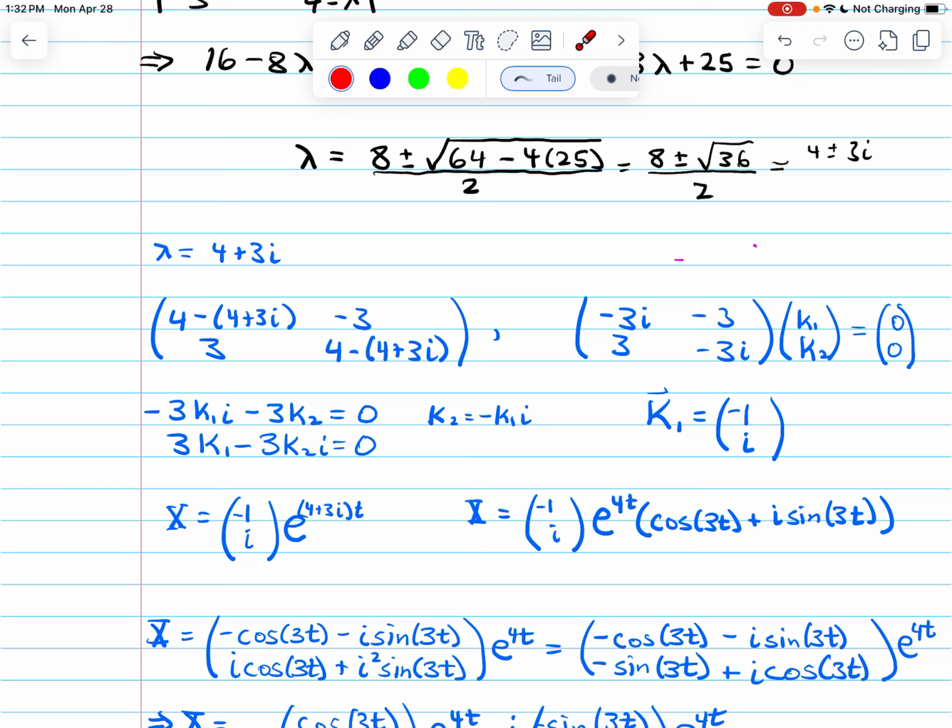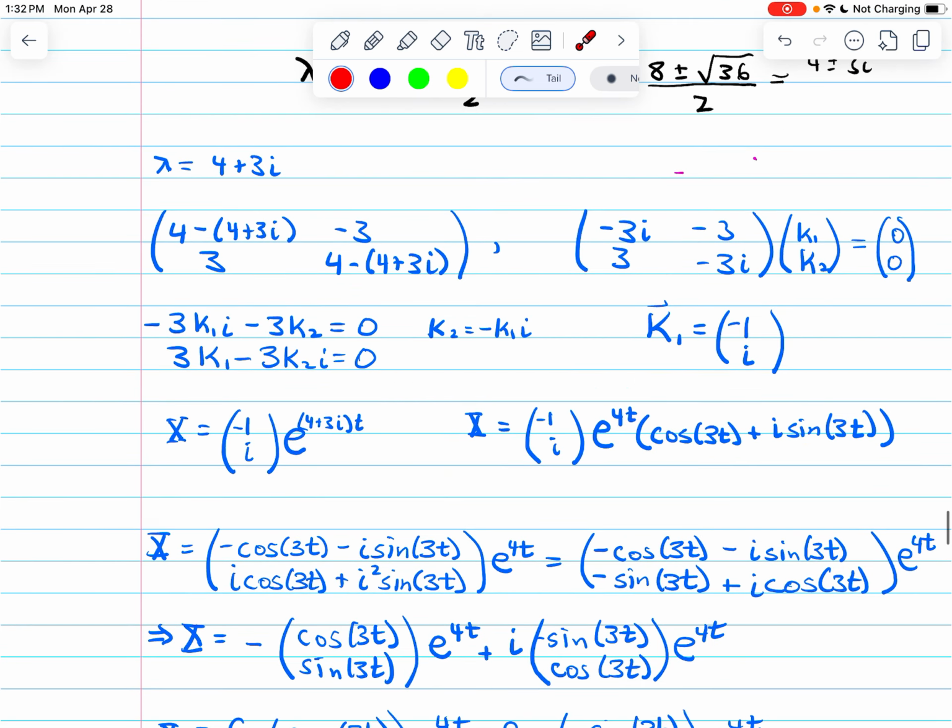Now, remember, we're not happy with that. We want to write that using the trig functions. So I'm going to take this e to the 4 plus 3i all times t, and I'm going to rewrite that this way. Notice the real parts up here, and the imaginary parts here. So that's something that's familiar to you.